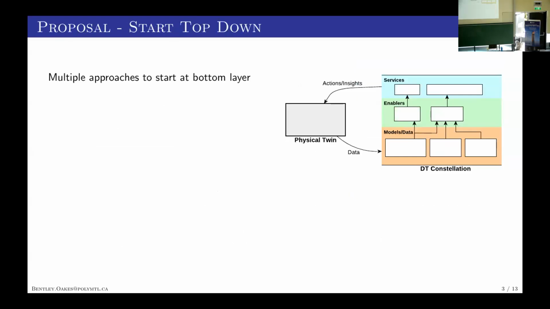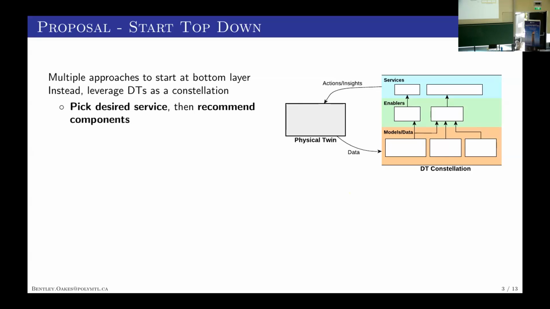Okay, so looking at this constellation, I've seen different approaches for digital twin engineering, and many of them start on the bottom layer, which I'm not saying is wrong. You have to do it. You have to talk about the models and the data and get into the technical details. But we're proposing to focus on this as a constellation and to start top down from the services. Let the user pick their service and then start recommending components going down the layers, guiding them to do the selection, guiding them to do the modeling, and getting them all the way from the service to deployment on a machine.